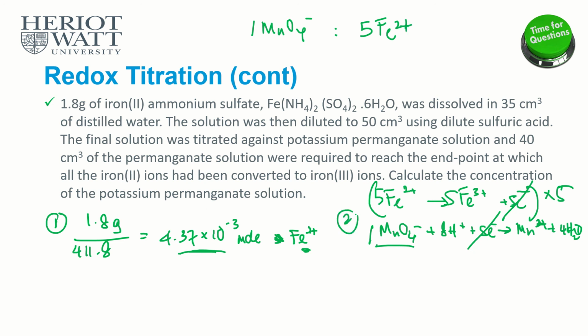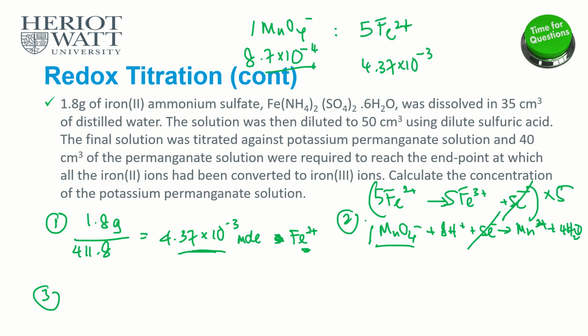Oh, sorry, this is step 2. Step 3. So what we're going to do? We have the mole of iron, which is 4.37 times 10 to the power of negative 3, and then what is the mole of manganate? Because we need to calculate the concentration of manganate. So from here, we divide by 5. You get the mole of manganate as 8.7 times 10 to the power of negative 4.